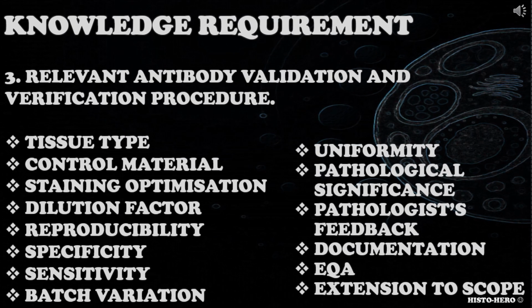The third knowledge requirement is relevant antibody validation and verification procedures. Candidate needs to have the knowledge and understanding about antibody validation and verification. You could ask the candidate to name the steps taken during validation and verification, to explain the need for control material, to state the importance of dilution factor and staining optimization, to explain the role of feedback during verification and validation process, to list the relevant documentation, extension to scope and so on.